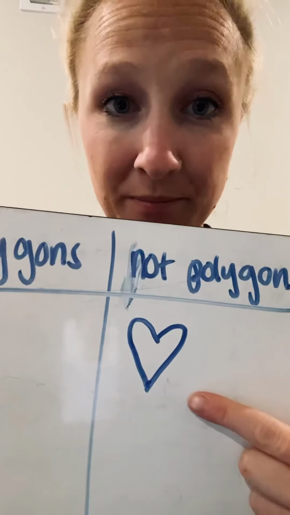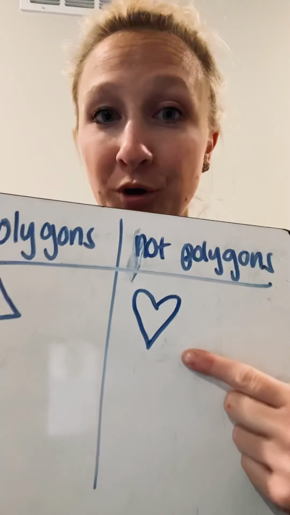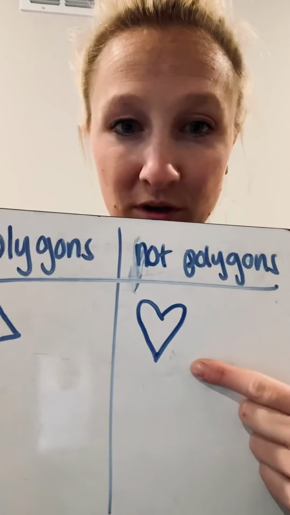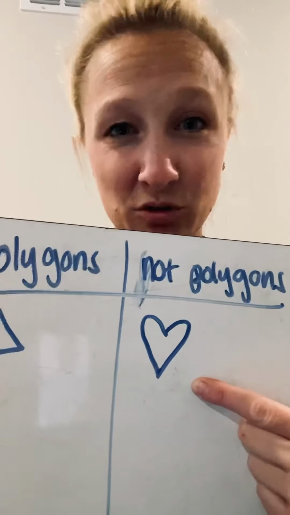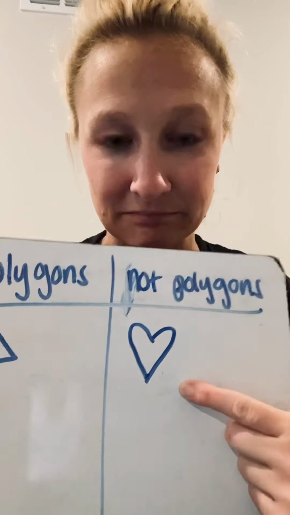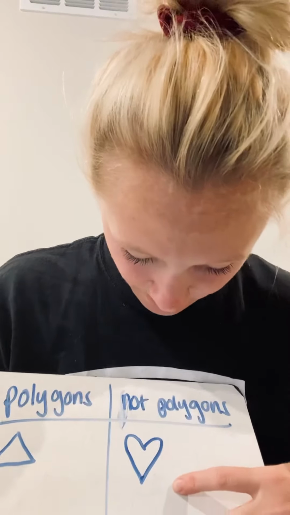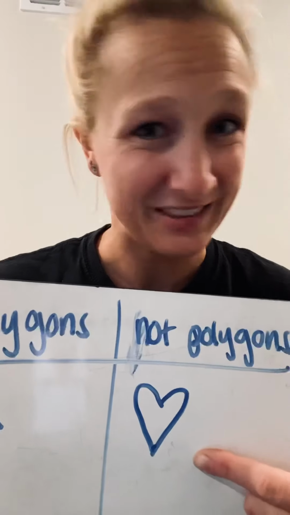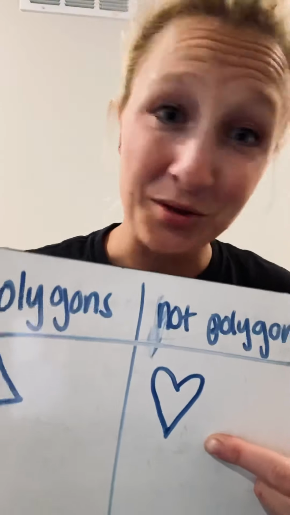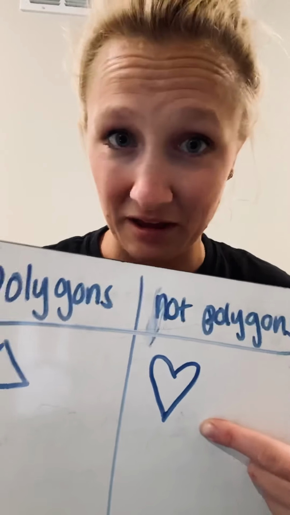Okay, now I'm going to show you a non-polygon. Is this a closed shape? Yes, it is. So it meets category 1. Category 2, does it have at least 3 sides? I can't really tell because it doesn't meet number 3. These sides are not straight. So this is not a polygon.